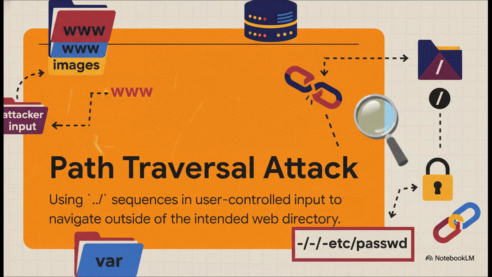So here's how a path traversal attack actually works. Let's say an application lets you view an image, and it expects a file name like myphoto.jpg. It takes that file name and joins it to a base directory, something like /var/www/images. But what if an attacker, instead of a file name, provides something like ../../../etc/passwd? The application, not knowing any better, just combines them. The final path becomes /var/www/images/../../../etc/passwd. The file system sees those ../ sequences and dutifully walks up the directory tree, out of the images folder, out of the www folder, and all the way to the system's password file.